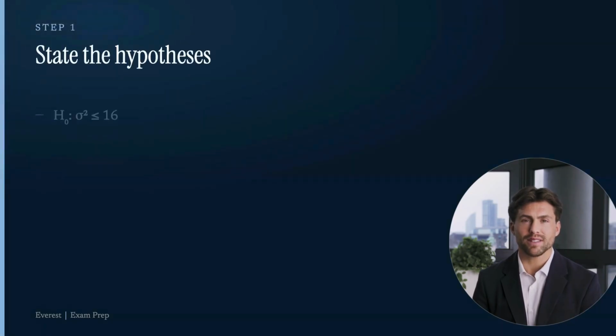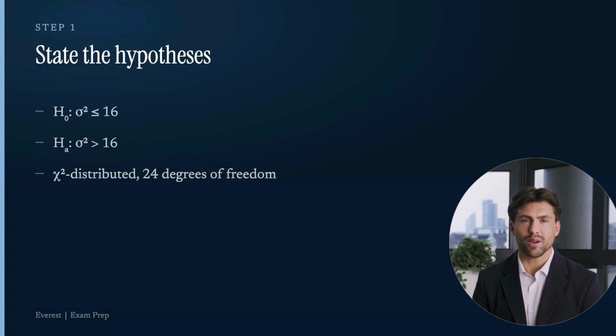The hypotheses. The null is that the true variance is no more than 16. The alternative is that it's greater, one-tailed. For a single variance, the test statistic is chi-square distributed with 24 degrees of freedom.